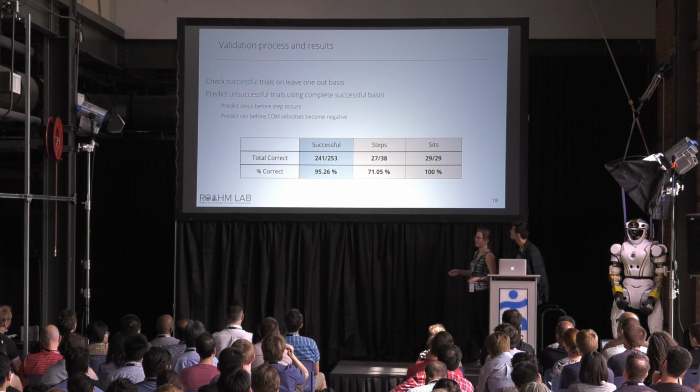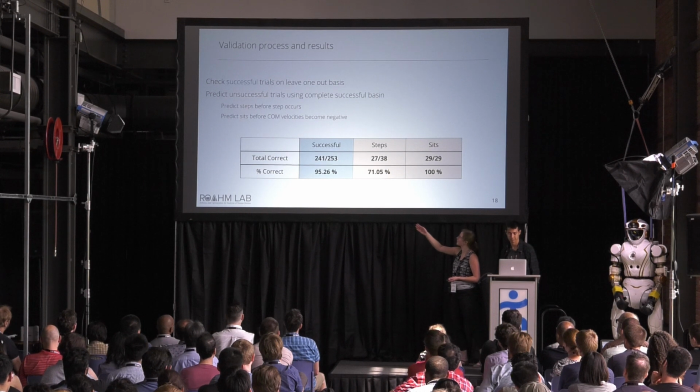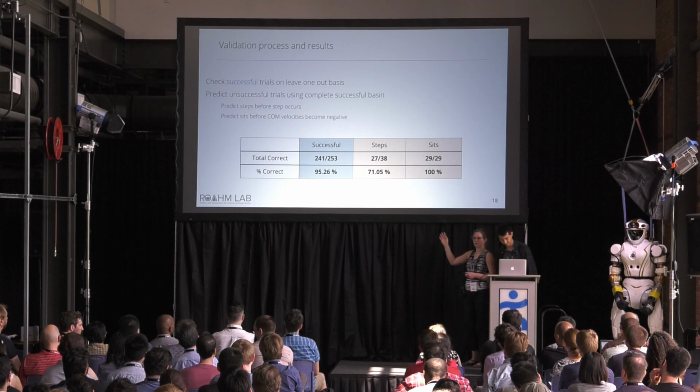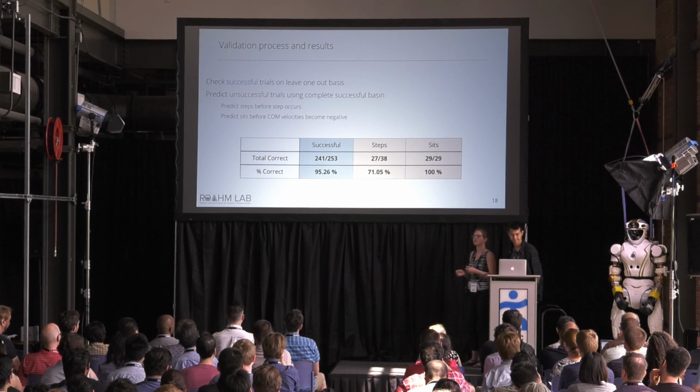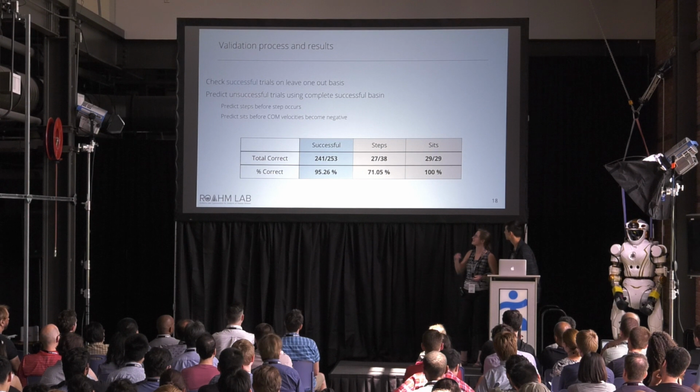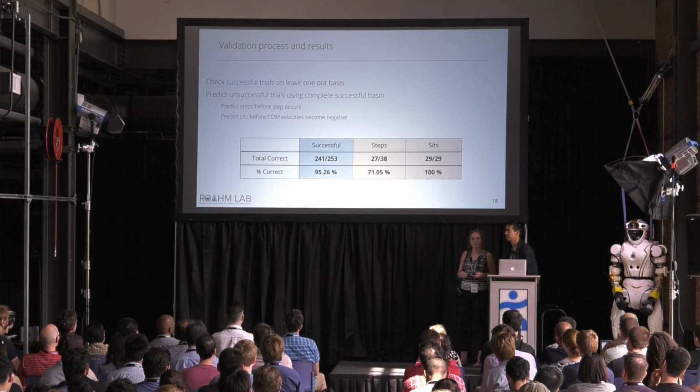So as you can see, our method is very accurate for successful trials and sit trials, but the prediction rate is lower for trials where a step occurred. So our future work in validation will focus on reducing or improving this step prediction rate by reducing the conservativeness of our method and experimenting with different models for sit-to-stand.